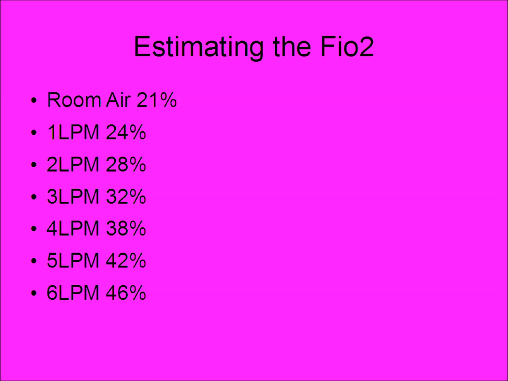A neat trick to estimate the FiO2 delivered by a low flow device is you start at 1 liter, which is 24%, and then you just simply add 4 to each additional liter. So you go from 1 to 2 liters and you just add 4 to 24 and you got 28, and the same thing with 3, you have 32, 4, 36, etc. But keep in mind that this may not be exactly what the patient gets. It's all going to depend on their respiratory rate and tidal volume.